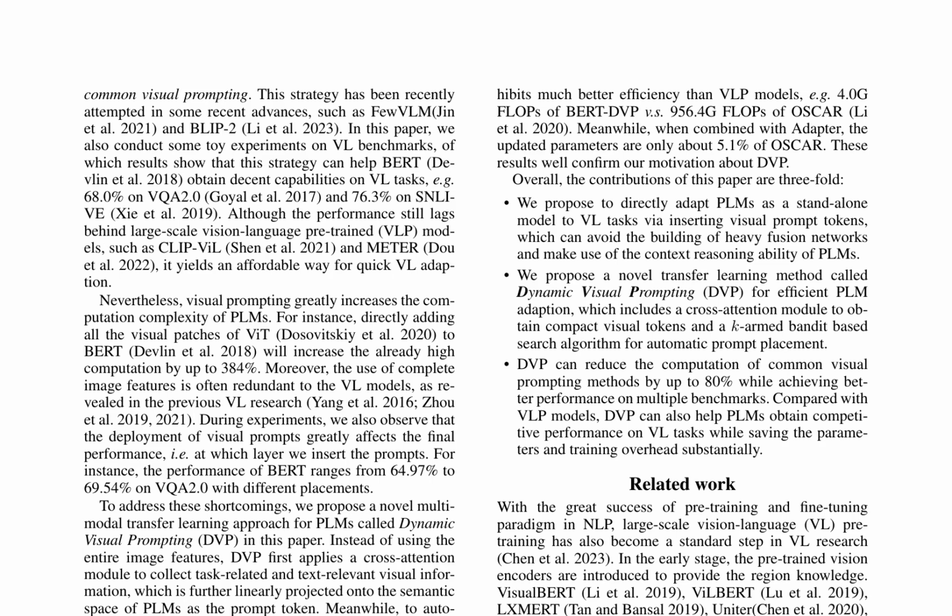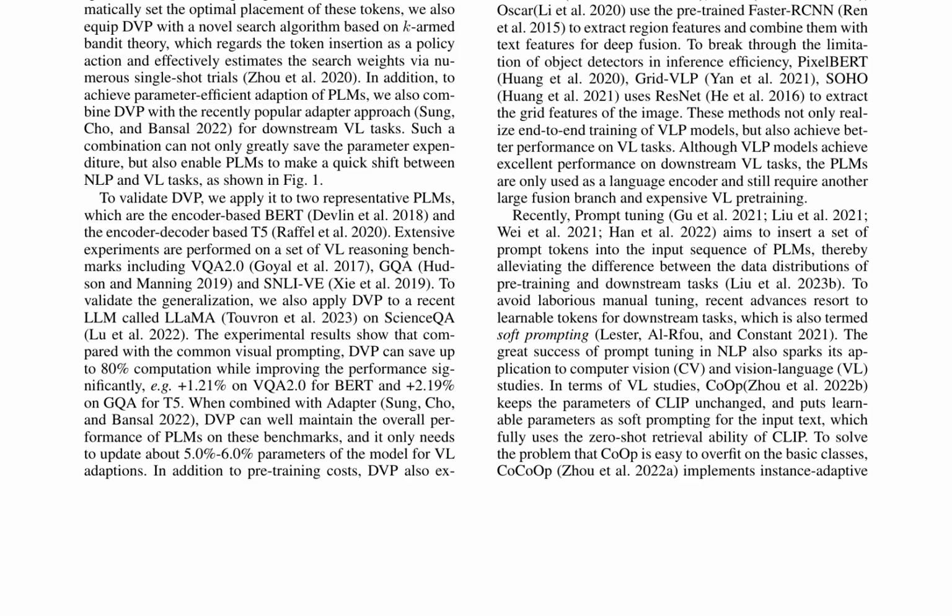The experimental results show that DVP can save up to 80% computation while improving performance significantly, e.g., plus 2.28% accuracy on VQA 2.0 for BERT. When combined with the adapter approach, DVP can maintain the overall performance of PLMs on these benchmarks, updating only about 5.0%–6.0% of the model parameters for VL adaptations.